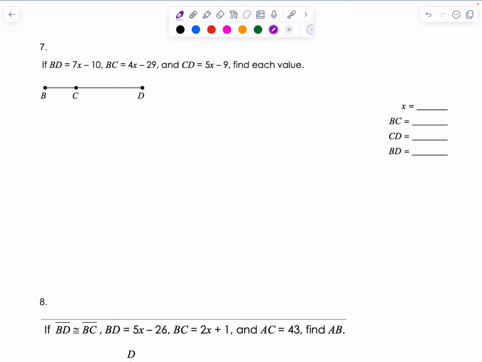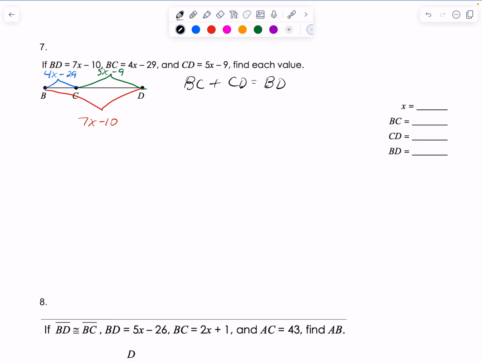With this next question, we are looking at segment BD. This whole thing is going to be 7x minus 10. Segment BC, the length of that one, so this one right here, is 4x minus 29. And segment CD, the length of that segment, is going to be 5x minus 9. So using our definition from before, we should say that the length of segment BC plus the length of segment CD is equal to the length of segment BD.